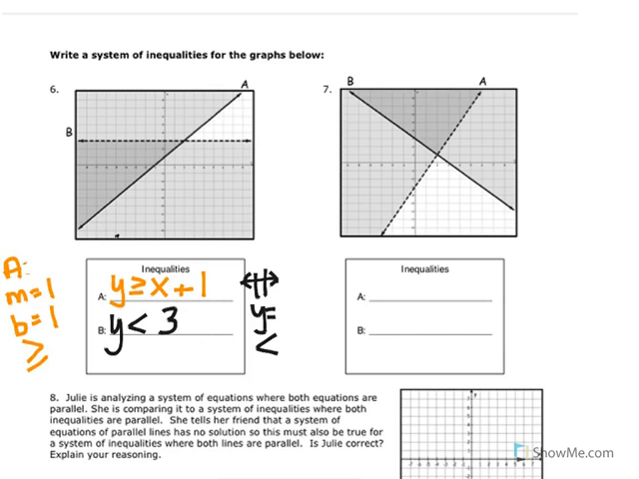Let's try number 7. Okay, so first we'll do letter A. So we want to find the slope, and we want to find the y-intercept. So if we look at the slope, we want to find 2 pretty points, and we can see the rise over run looks like 2 over 1. I'm not drawing those very well.